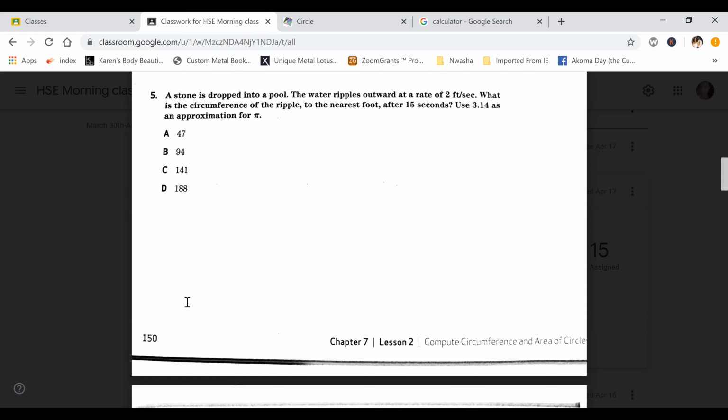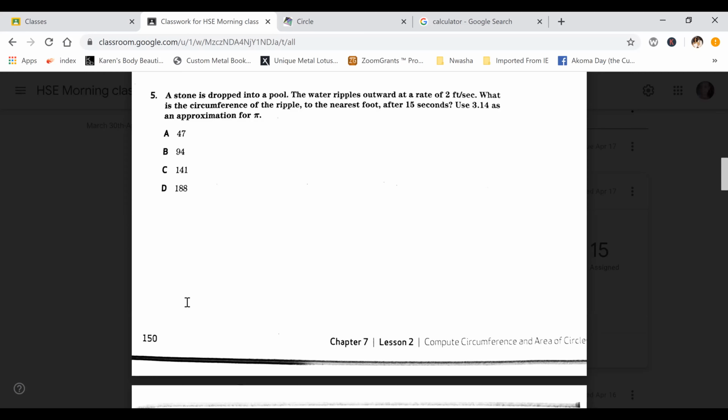Just get a different picture. A stone is dropped into a pool. The water ripples outward at a rate of 2 feet per second. What is the circumference of the ripple to the nearest foot after 15 seconds? Use 3.14 as an approximation for pi.